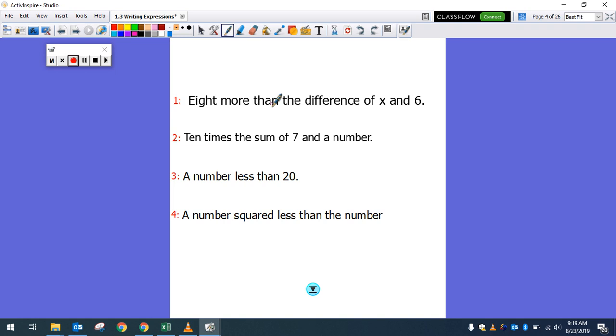So let's go through some of these. You don't have to write them down, but if you would think of the answer in your head and pause it and then see if you're right. All right. So number 1, 8 more than the difference of x and 6. So let's start. We're going to start left to right. So 8.